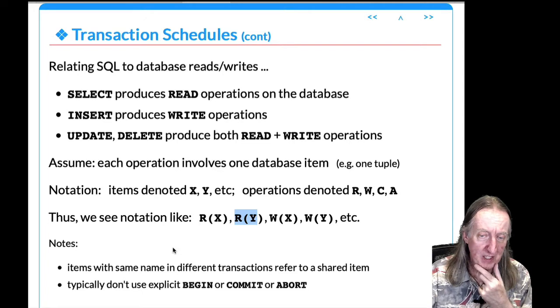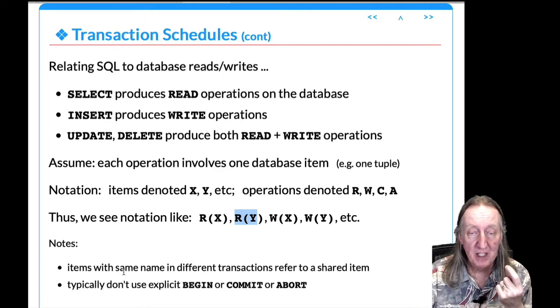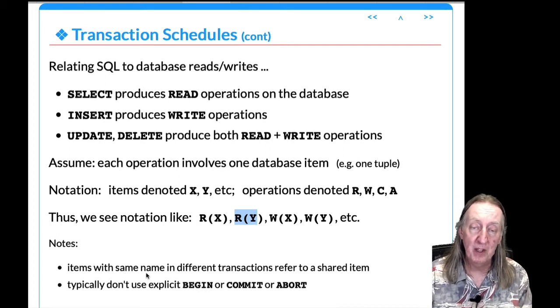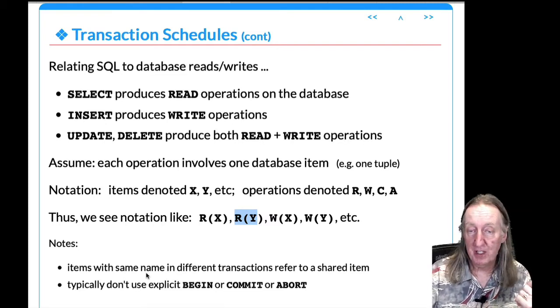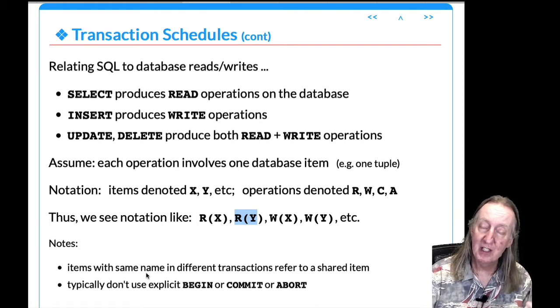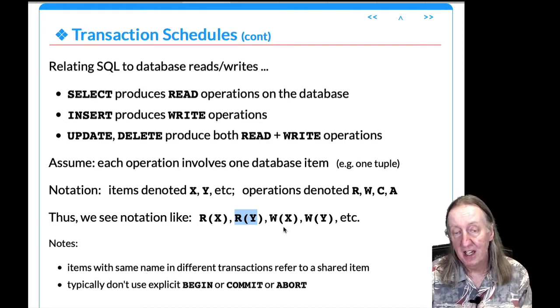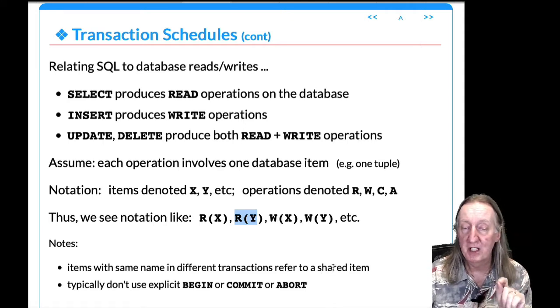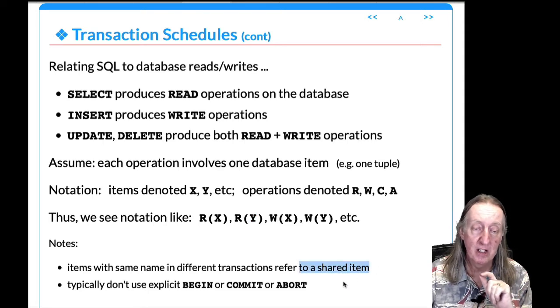Now, a couple of things to note. If we've got items that have the same name in two different transactions, so both transactions mention X, then we assume that we're talking about the same object. So this X object is fetched from the database into one transaction and we do stuff with it. And then in the other transaction, the object X might also be fetched and we do things to it. So the order that we do those things and the order that we write things out is important if we're dealing with a shared data item.